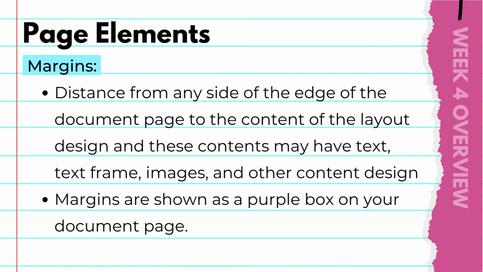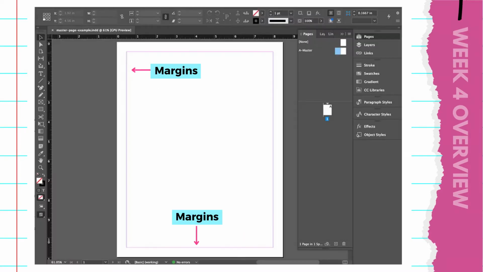Let's jump into the definitions for page elements. The first definition is margins. Margins are the distance from any side of the edge of a document within which you have content in the layout of your design. This includes text frames, images, and other content that is incorporated into your design. Margins are shown as a purple box on your document page.